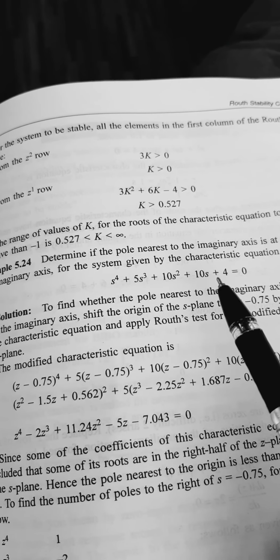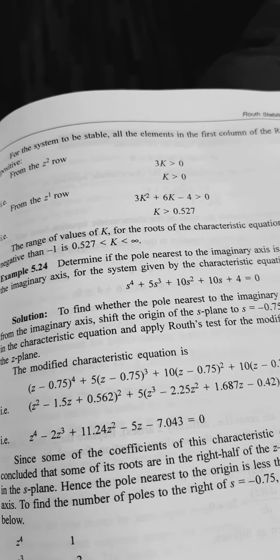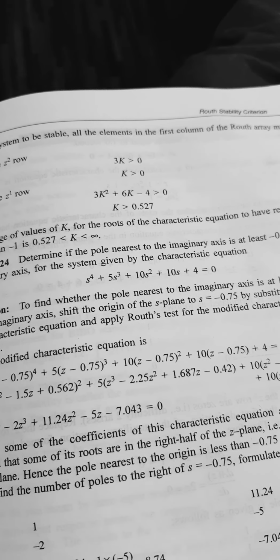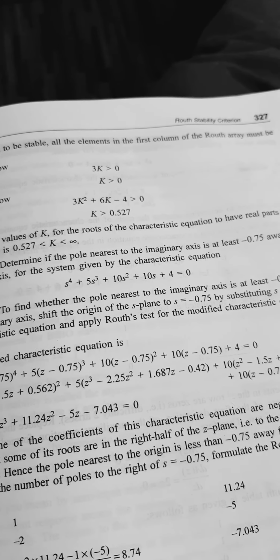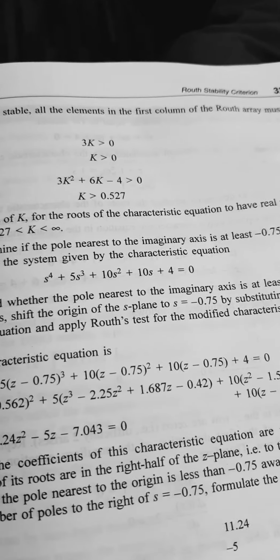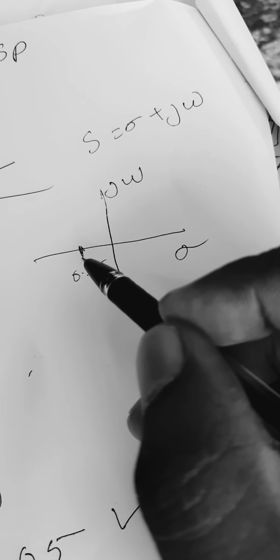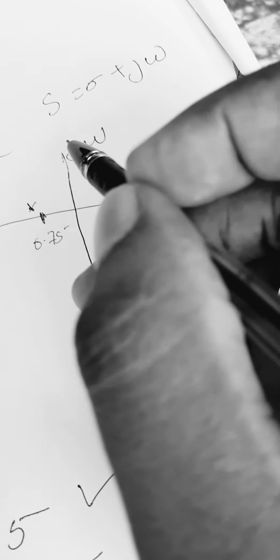So this is the characteristic equation. You have to see whether the poles are at a distance of at least 0.75 to the left. Suppose this is the s plane, here j omega, this is sigma, so s equal to sigma plus j omega. This side is minus. If the poles are here, you can say that they are at least 0.75 away from the imaginary axis. But if the poles are here, it is not. So we have to check that.